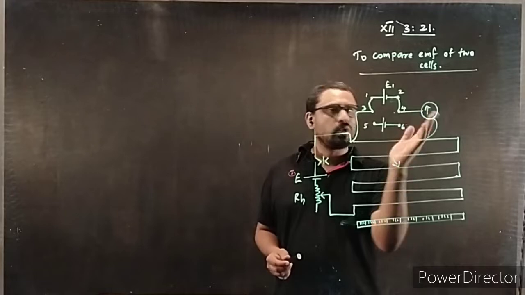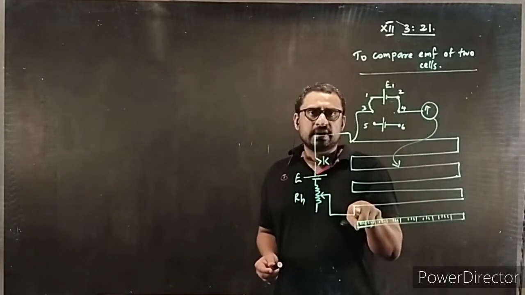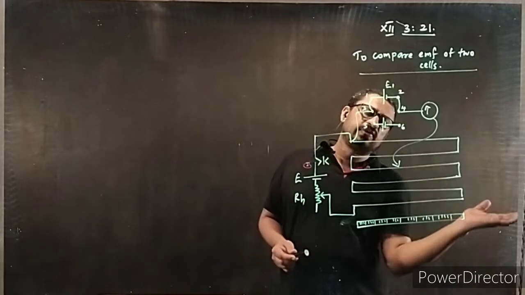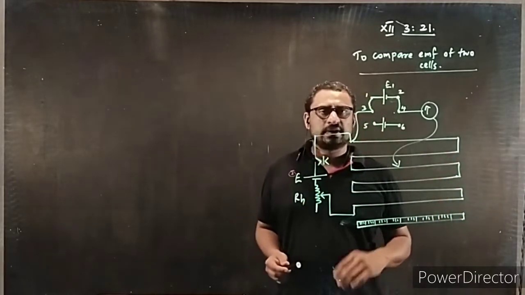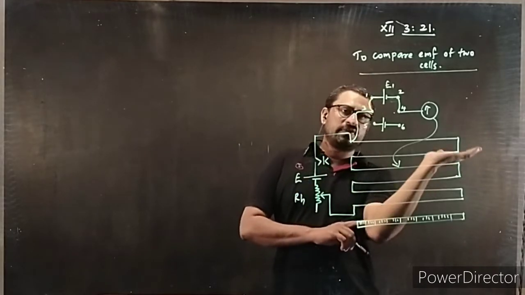Then the galvanometer will show deflection in one direction. Next you have to touch at the other extreme, here. Then the galvanometer should deflect in the opposite direction. I told you there is 0 at the middle. There will be deflection on one side, and on the other side.